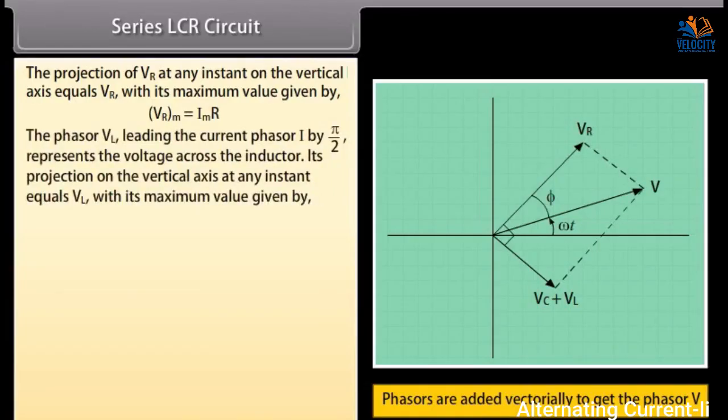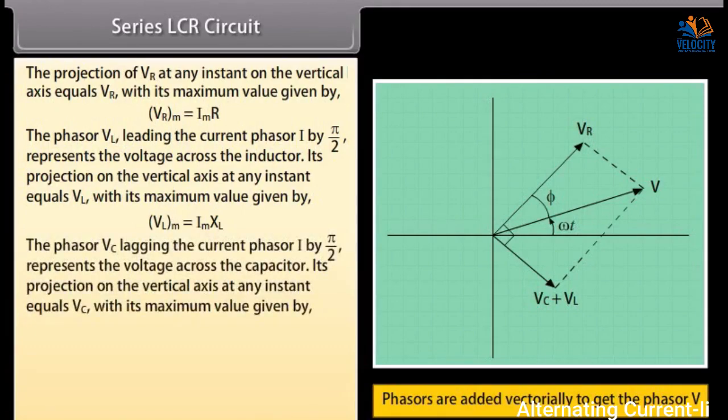The phasor VL leading the current phasor I by pi by 2 represents the voltage across the inductor. Its projection on the vertical axis at any instant equals VL with its maximum value given by product of Im and XL.